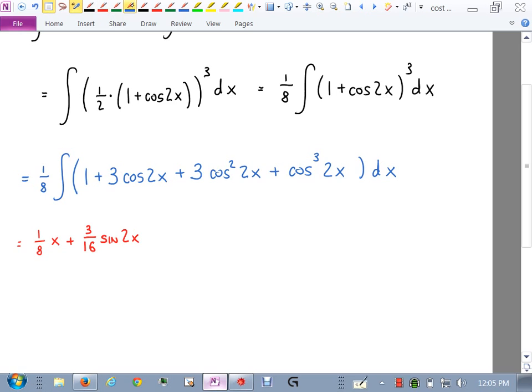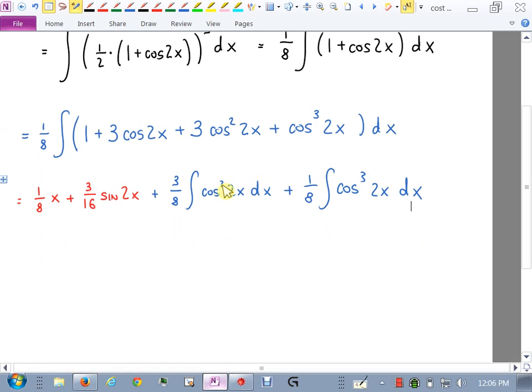Now let me go back to the stuff I'm going to have to integrate. Plus 3/8 integral cosine squared 2x dx plus 1/8 integral cosine cubed 2x dx. Y'all see what I did? These two become these. This one, I put the 3 on top of the 8, and I'm doing cosine squared 2x. This one right here by itself, and then the 1/8 came along. No questions?